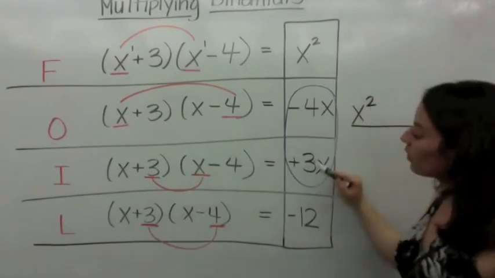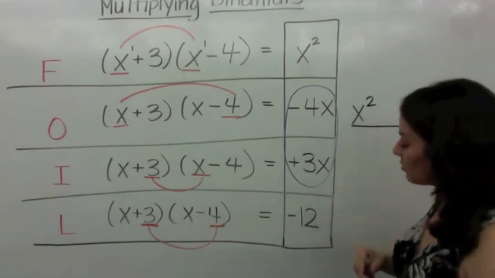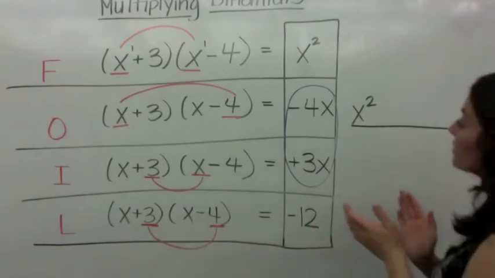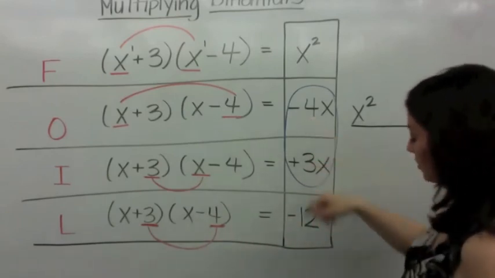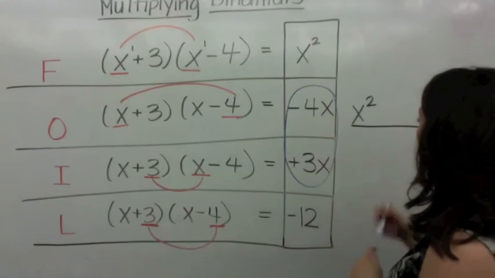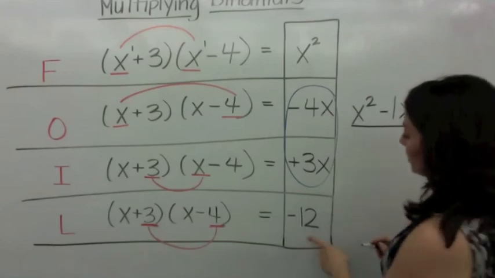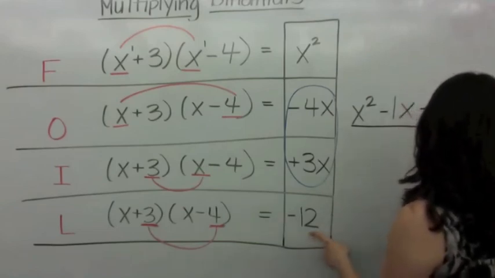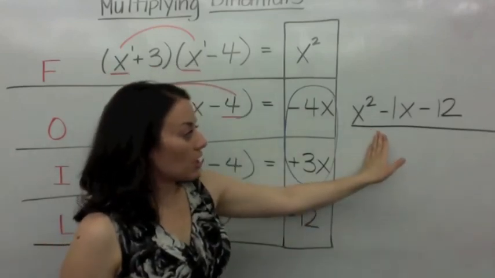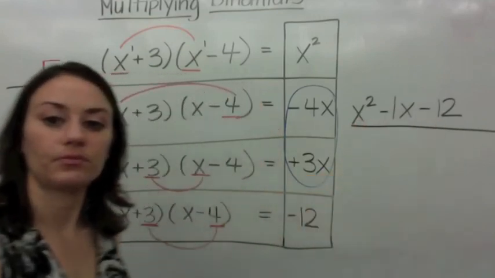Now we have a negative 4 and a positive 3x. Negative 4 and positive 3. Okay, are these the same signs or different signs? They're different signs, right? So we say different signs, subtract. Keep the sign of the higher number, and the higher number is 4. So 4 take away 3 is 1, but this is negative. So this is going to be negative 1x. And then the last term, which is the constant term, is negative 12. Okay? So when you multiply, this is the expression that you get. You get x squared minus 1x minus 12. Go ahead and get that down.